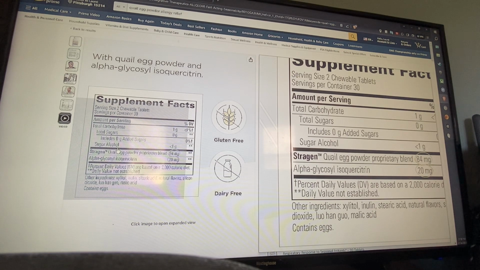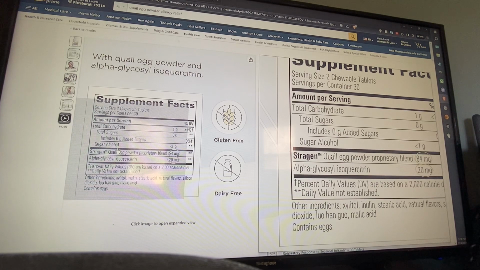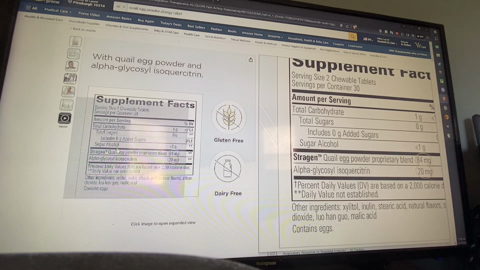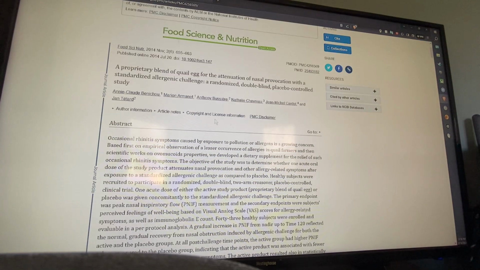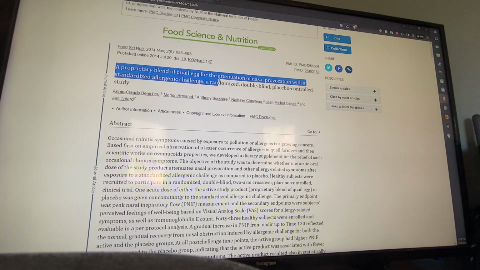proprietary blend, 84 milligrams. So the question becomes, is there anything actually to this based in science, or are these products just a feel-good tactic to get you to buy something that maybe doesn't even really work, but it's natural? So we go to the National Library of Medicine, NIH PubMed, the journal Food Science and Nutrition. This is a study for a proprietary blend of quail egg for the attenuation of nasal provocation with a standardized allergenic challenge, a randomized double-blind placebo-controlled study.